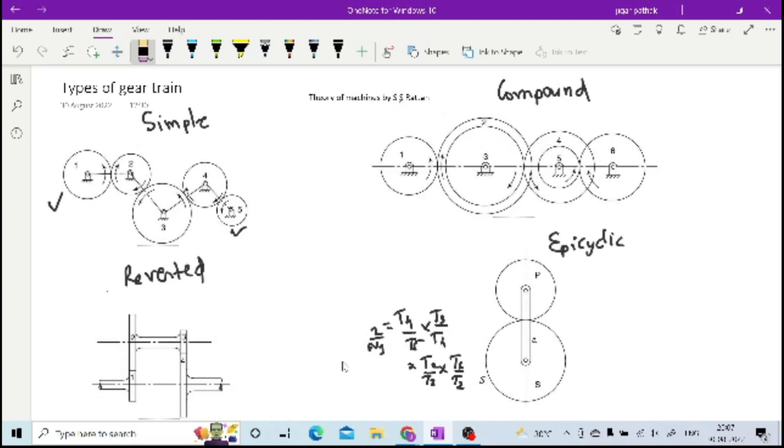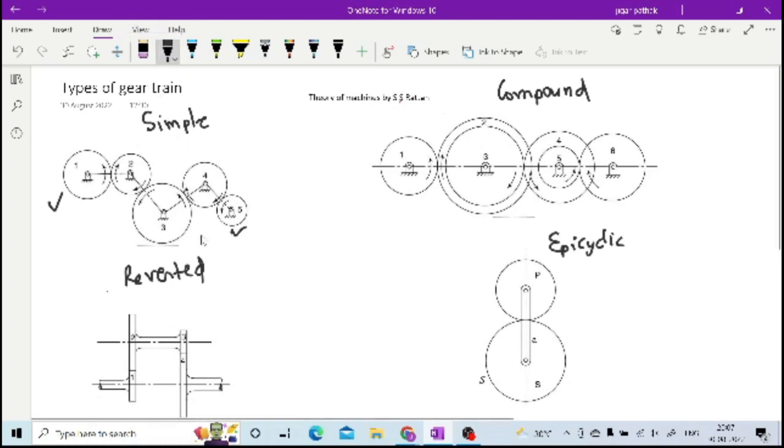Here we have an odd number of shafts. If you see, the direction of rotation for 1 is this, so for 5 it is also the same. Yes or no? It is the same, okay. So for an odd number of shafts it will be the same, and for an even number of shafts it will be opposite to each other.